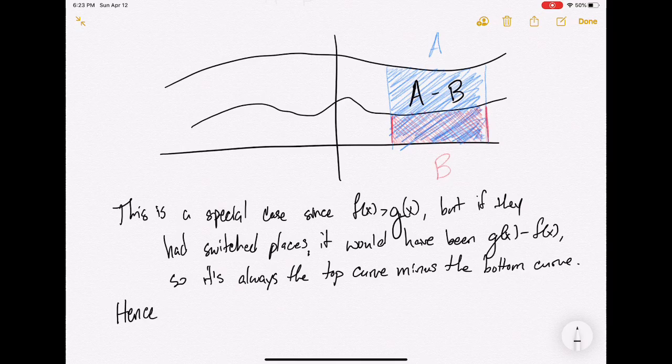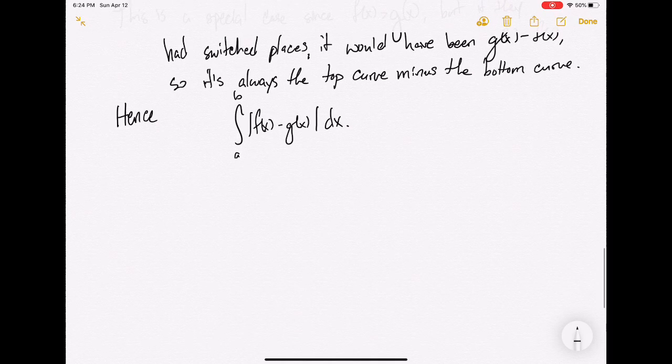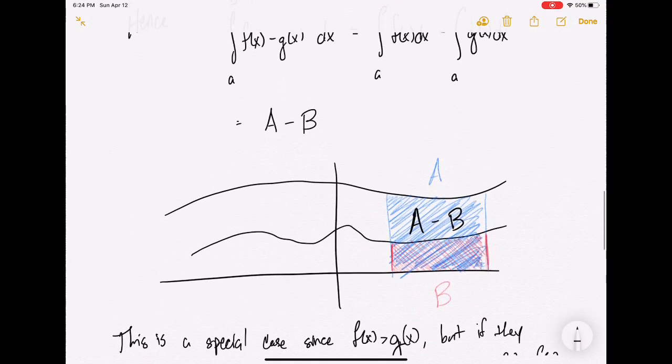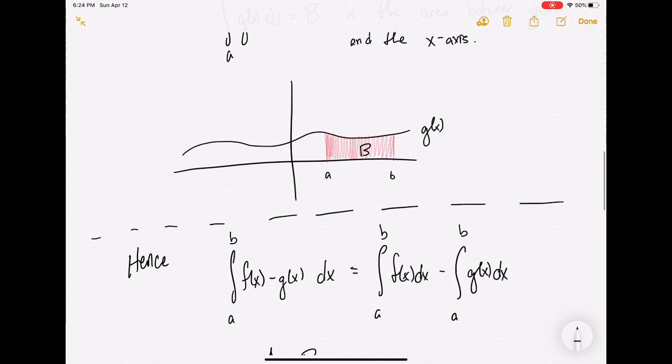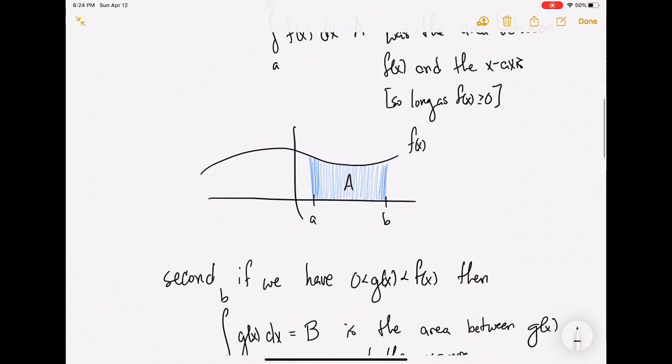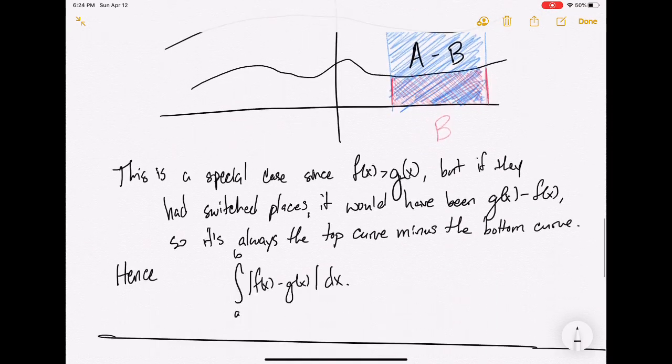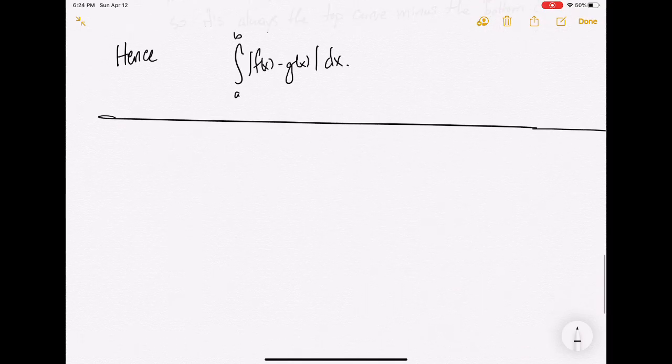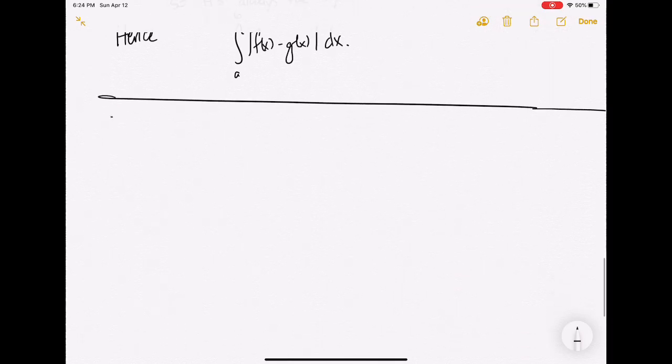Hence, integral a to b absolute value f of x minus g of x, finish the absolute value dx. So there's your pictorial representation as to why this is talking about the area between curves. But of course things get a little bit more complicated than this. So let's talk about the complicated cases.